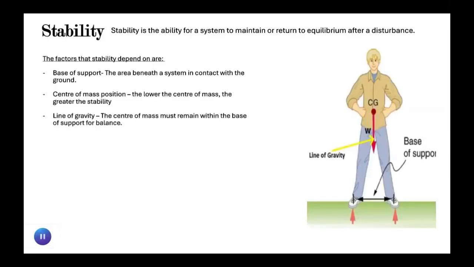Stability is the ability for a system to maintain or return to equilibrium after a disturbance. The factors that stability depends on are base of support, the area beneath a system in contact with the ground; centre of mass position, the lower the centre of mass, the greater the stability; and line of gravity, the centre of mass must remain within the base of support for balance.